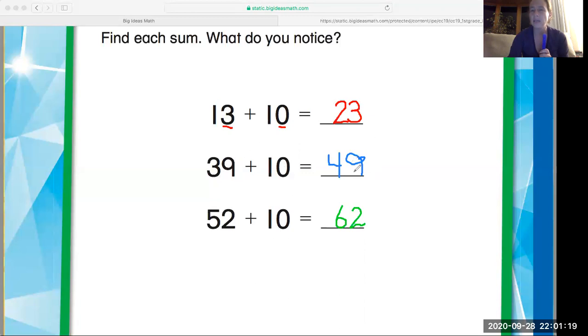It has a 9 over here. It has a 2 over here. It has a 2 over here. The ones place does not change when you're adding 10.